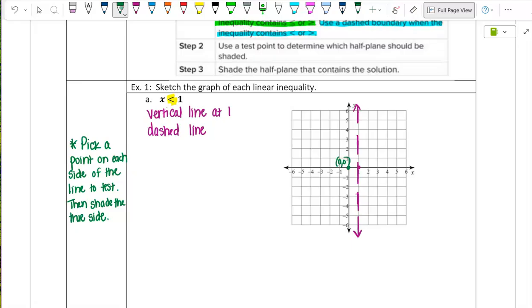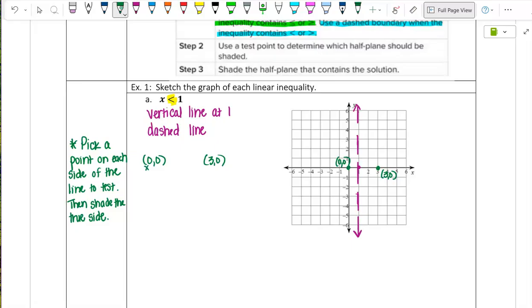And then I can pick a point on the right side. I'm just going to go with 3, 0 on the right. So I've picked 0, 0 and 3, 0. If I've done everything correctly, one of those should give me a true statement, and one of those should give me a false statement.